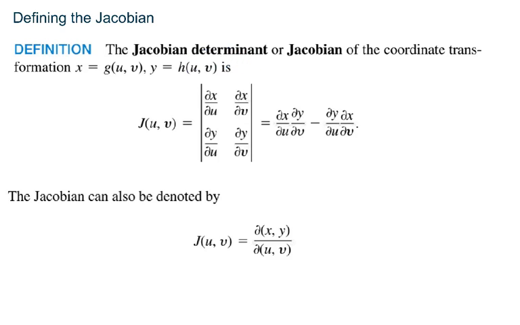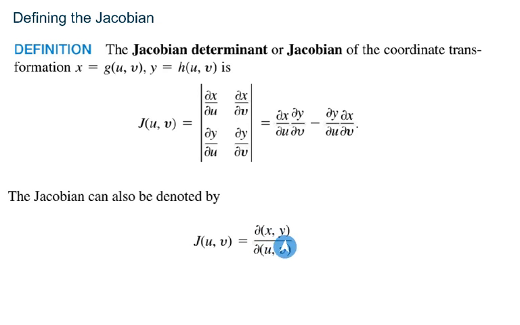The Jacobian determinant, or just the Jacobian, of some coordinate transformation, x being a function of u and v, y being a function of u and v, is the determinant of this matrix formed by partial derivatives. So partial of x with respect to u, partial of x with respect to v, partial of y with respect to u, partial of y with respect to v. And then for that determinant, we just cross multiply and subtract those two products.